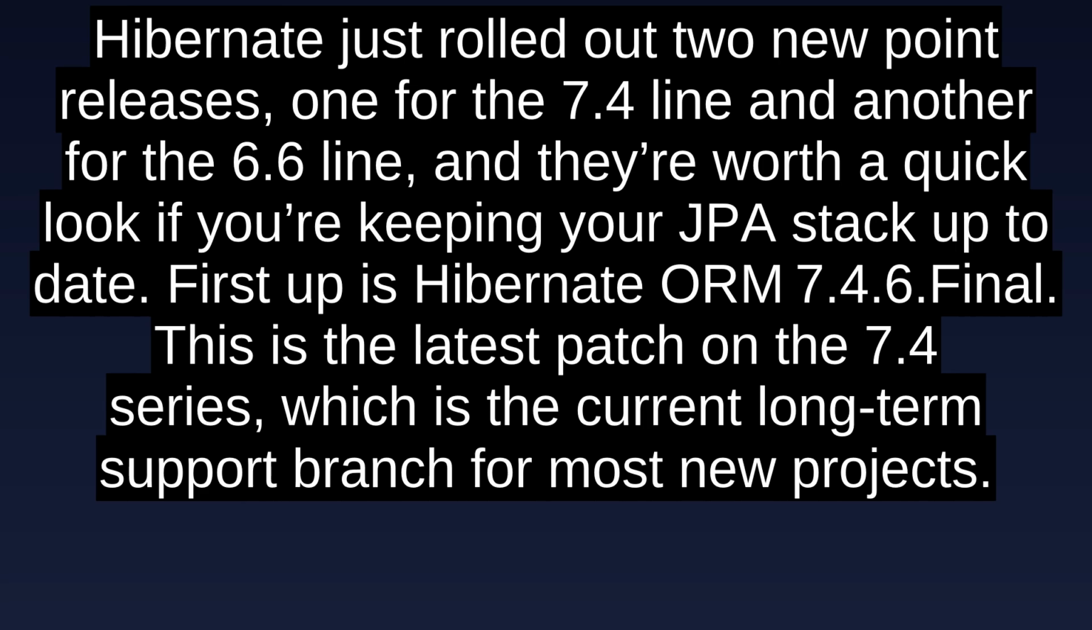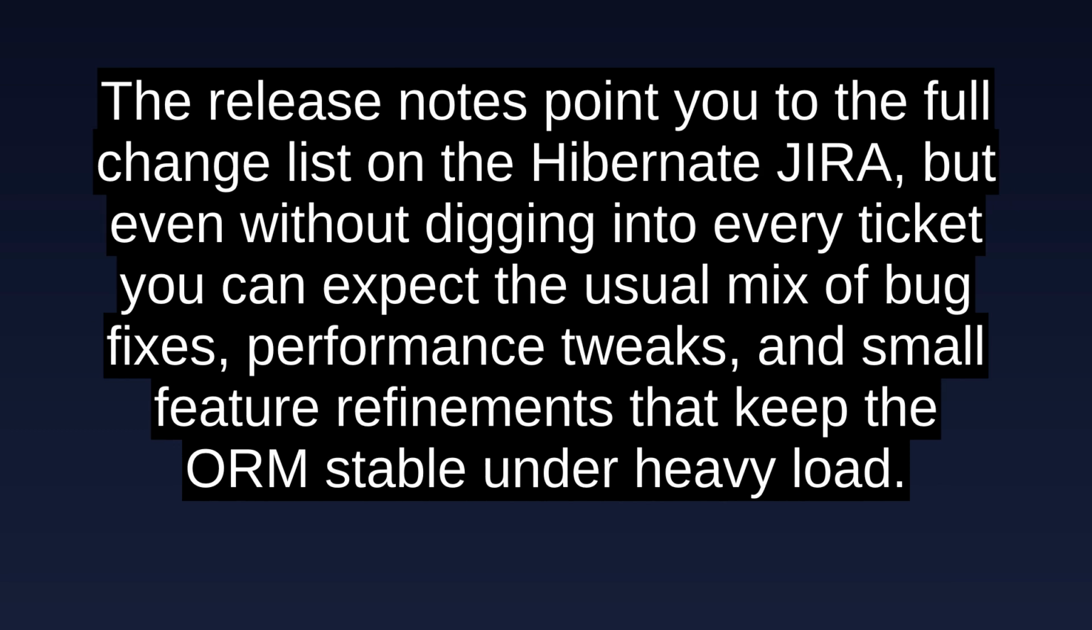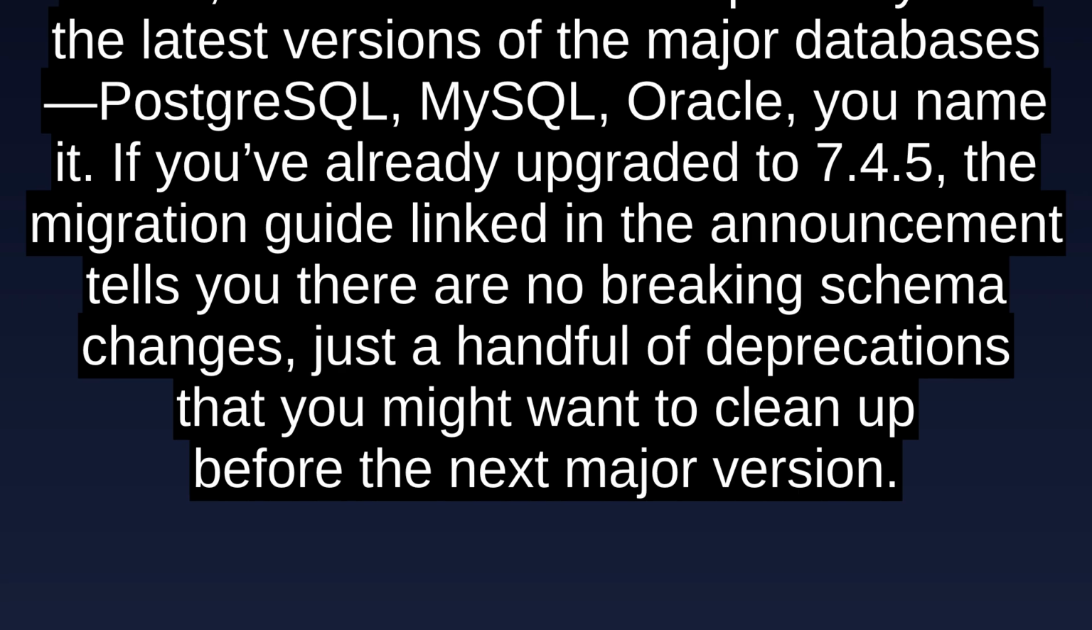new projects. The release notes point you to the full change list on the Hibernate JIRA. But even without digging into every ticket, you can expect the usual mix of bug fixes, performance tweaks, and small feature refinements that keep the ORM stable under heavy load. What's practical for a backend engineer is that 7.4.6 continues to support Java 17 and newer, and it maintains compatibility with the latest versions of the major databases: PostgreSQL, MySQL, Oracle, you name it.